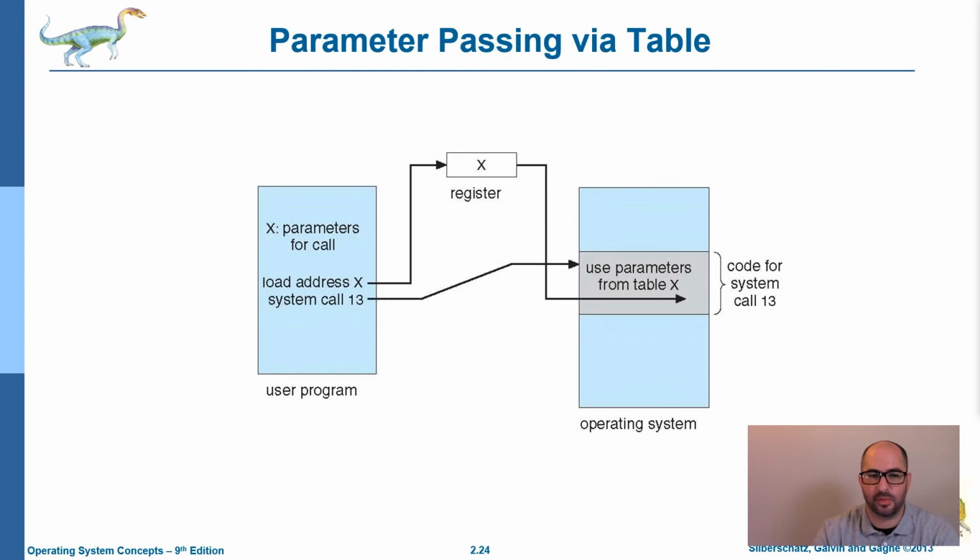In preparation for making the system call, the address of the beginning of that table is loaded into a specific register, and then the system call is made, in this case number 13. We don't know what that does. When the code for system call 13 begins to execute, it now has the address of the beginning of that table where it can consume those parameters.